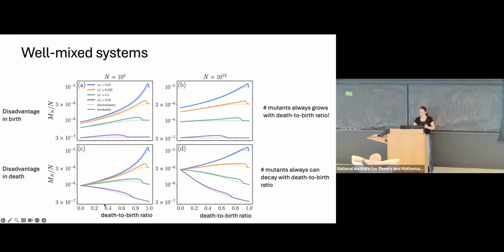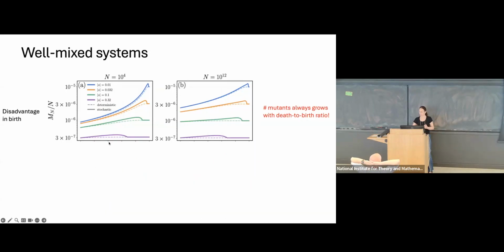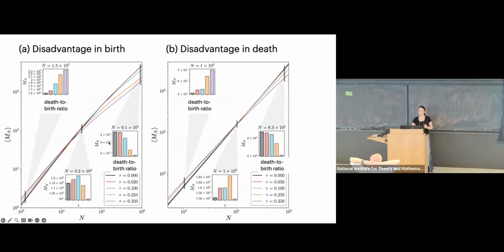But now I want to compare this with the spatial system. Now we grow them in space. Again, we grow a colony, stop at the same size, and count mutants. How does this change with death to birth ratio? Here's a simulation. This is the size of the colony at which we stop, and the different lines correspond to different death to birth ratios.